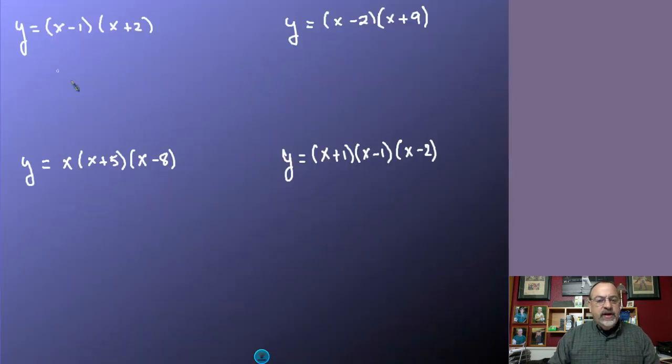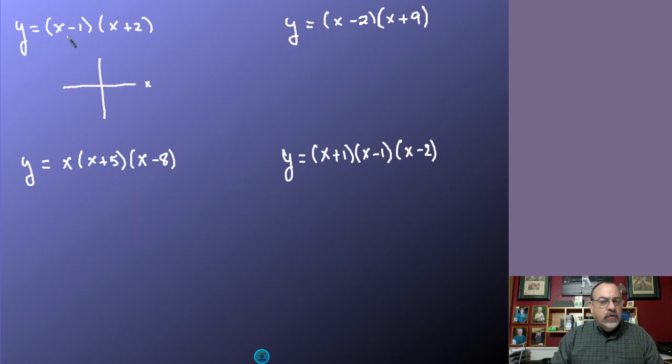So one of the things that you'll have to do is tell us what the zeros are and then make a quick sketch of the graph. Okay, so let's do that with these 4 problems. So the first thing we want to do is figure out the zeros because that's going to tell me where it's going to cross the x-axis.